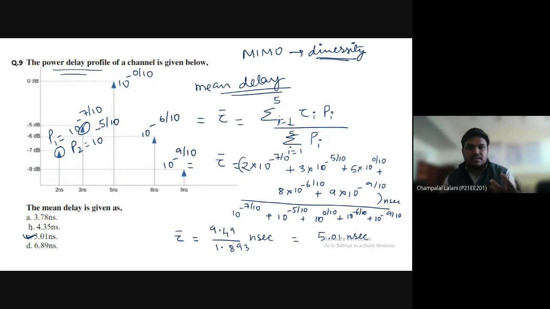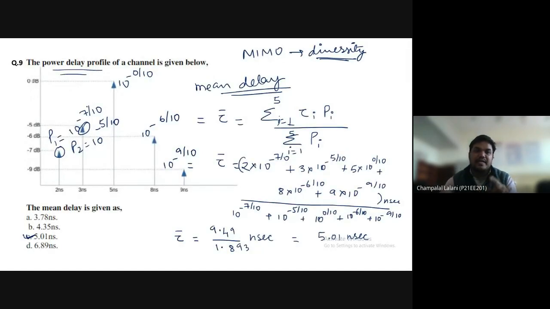The next question is similar to this question. There you need to find the RMS delay spread in the previous problem that we have solved. You again have the 4 options A, B, C, D. In this question, you need to find the RMS delay spread. You try it yourself, then I will answer this question.